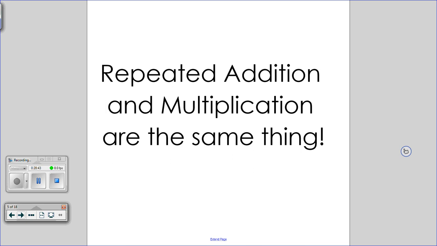Repeated addition and multiplication are the same thing. You have been multiplying all morning long. Told ya. Go ahead and write that sentence with happy faces and stars and exclamation points. Repeated addition and multiplication are the same thing. So you have actually been multiplying all morning. I just didn't tell you.